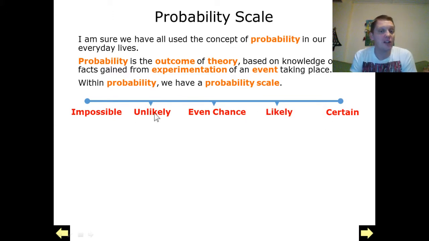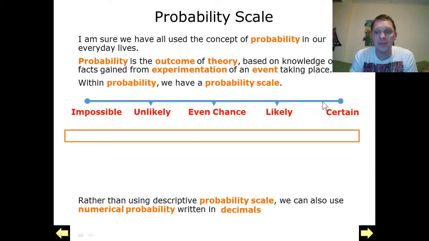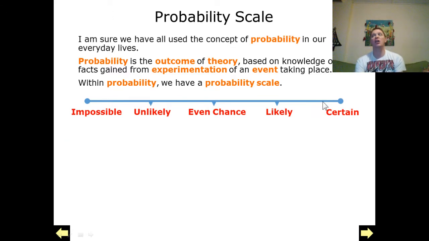So something that's unlikely is maybe winning the lottery, where the chance is all the way down here. So it's not impossible, but it's certainly less than an even chance. And maybe something that is likely would be something like Wolverhampton Wanderers being the greatest football team in the world. It's certainly not certain, but to me, it's more than an even chance.